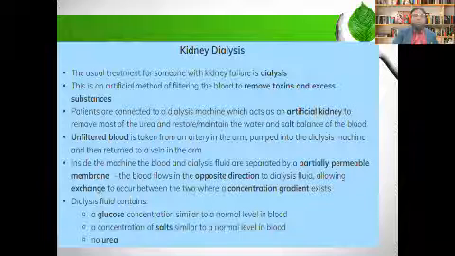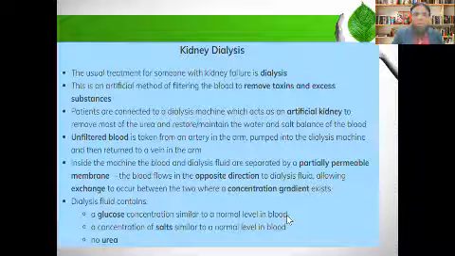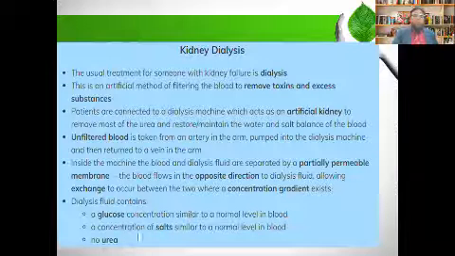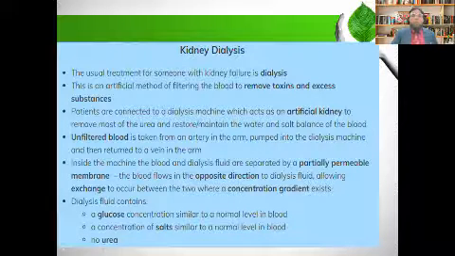Dialysis fluid contains a glucose concentration similar to the normal level in the blood, a concentration of salt similar to the normal level in the blood, and no urea. There is no urea in the dialysis fluid.